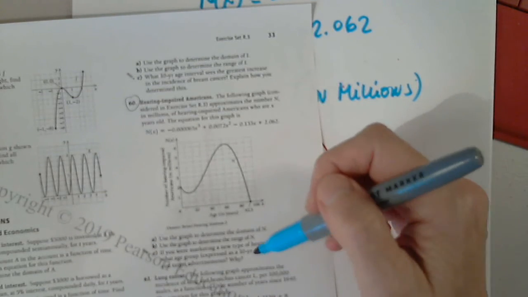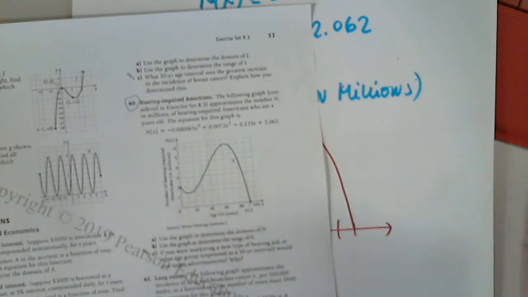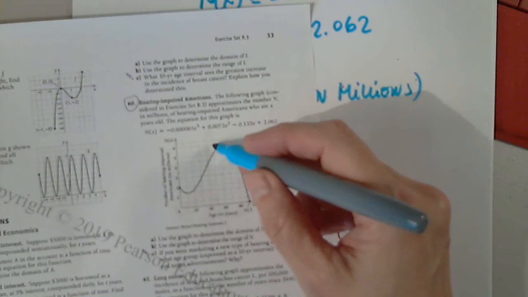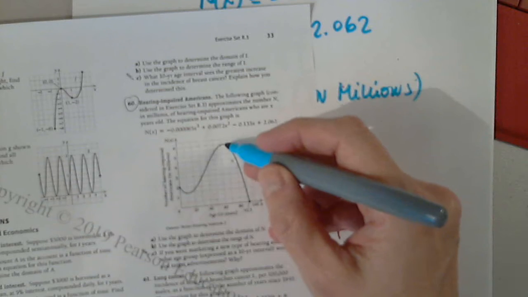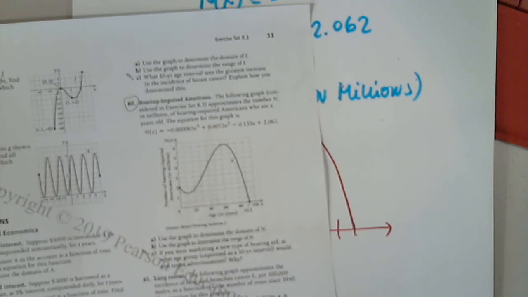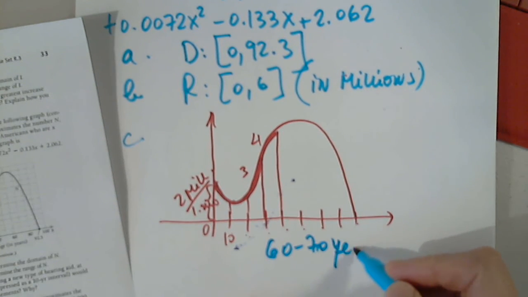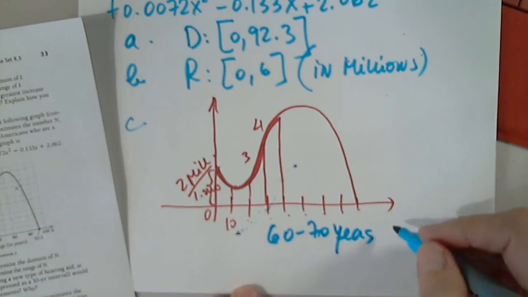But when it comes to the 10-year interval, if you were to choose, you will definitely choose between 60 and 70, where is the peak? The peak number. Does it make sense? Yeah. So I will definitely say between 60 and 70 years old.